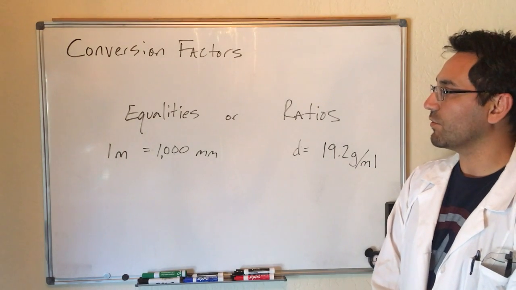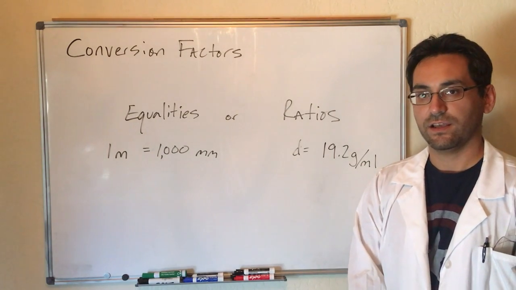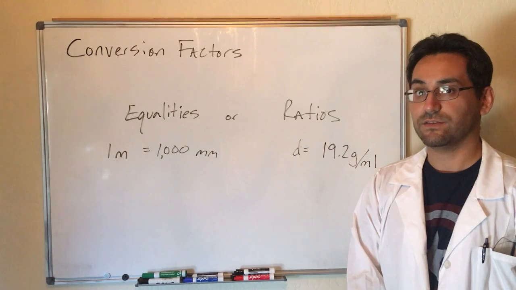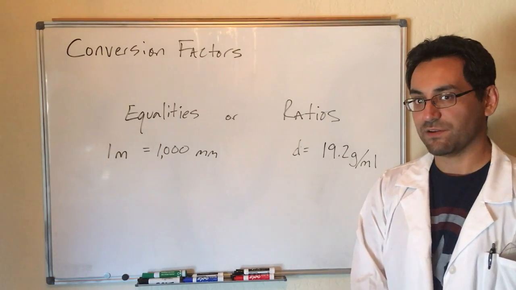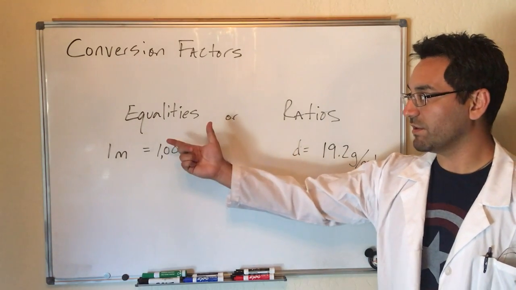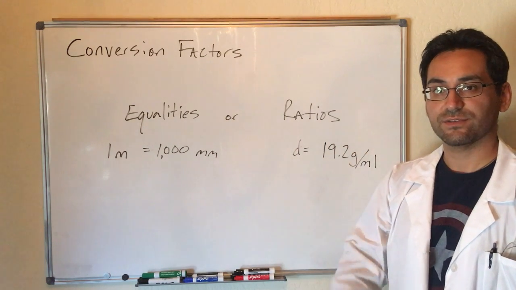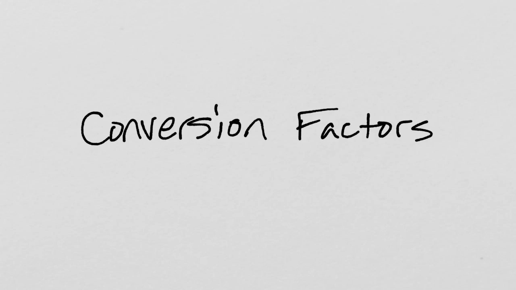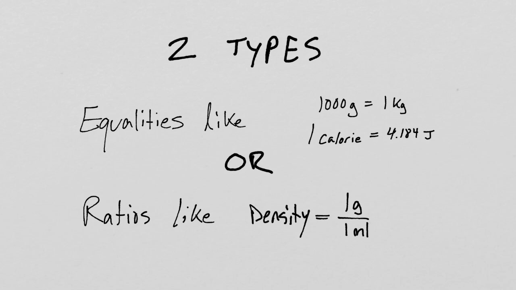In this video, we are going to talk about conversion factors, basically how to switch from one unit to another. And there are two things that we're going to be focusing on: equalities or ratios. Alright, the first thing that we're going to use conversion factors for is basically to convert between different units. And this is how we do that. We use conversion factors.